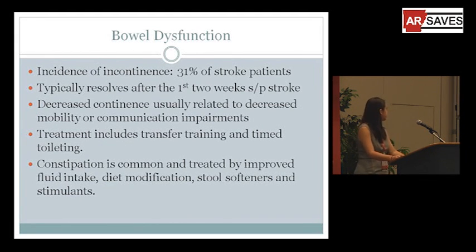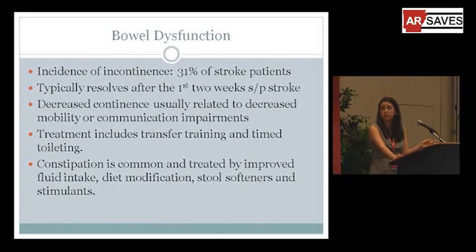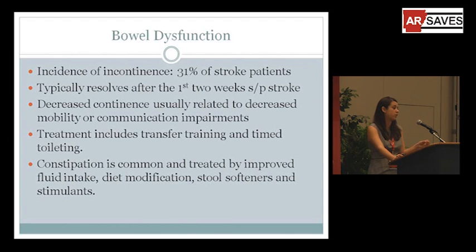All right, and like I said, the incidence of incontinence is big, both bowel and bladder. With bowel, incontinence happens within about 30 to 40% of these patients, and its recovery pattern is similar to bladder recovery. It happens within the first 2 to 3 weeks, typically. Decreased continence is usually related to decreased mobility or communication. So patients who are severely hemiparetic or severely aphasic are the patients having the most difficulties with bladder and bowel incontinence because of their inability to communicate their needs.